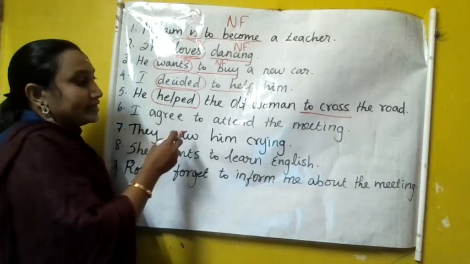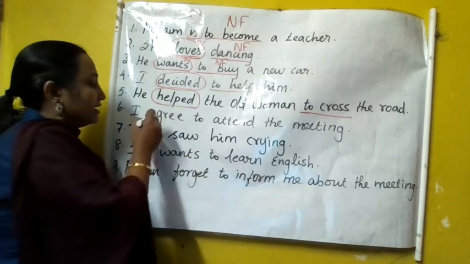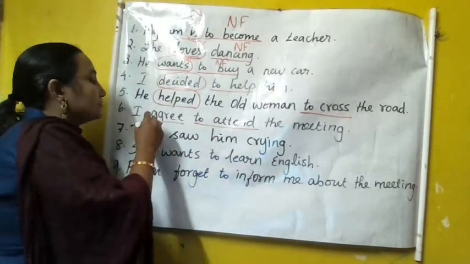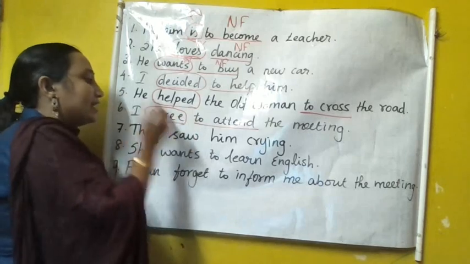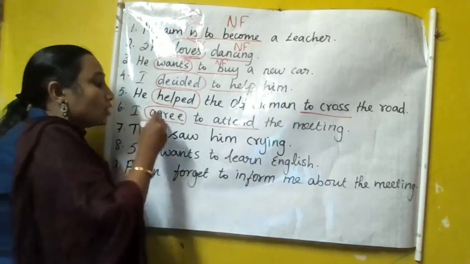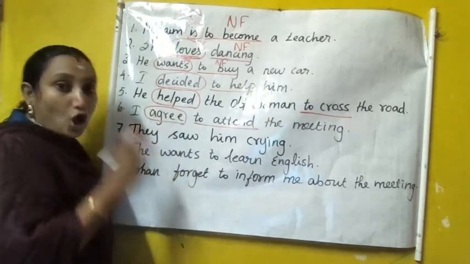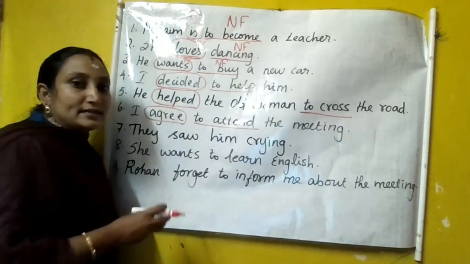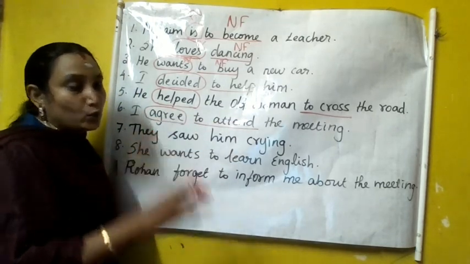I agree to attend the meeting. Again we have two verbs, agree and to attend. This comes next to the subject and it undergoes changes. So agree is the finite verb and to attend is the non-finite verb.